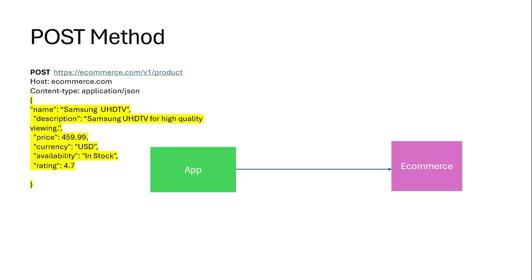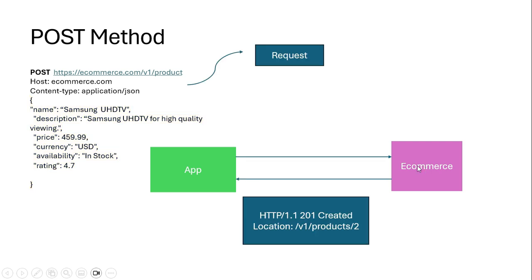For example, here we are trying to add a product, a Samsung Ultra HD TV. We hit the endpoint, we mention the content type which we are specifying in the request body, and we mention the entire resource in JSON format. The e-commerce application is going to process that request and send back the response as 201, which is Created.